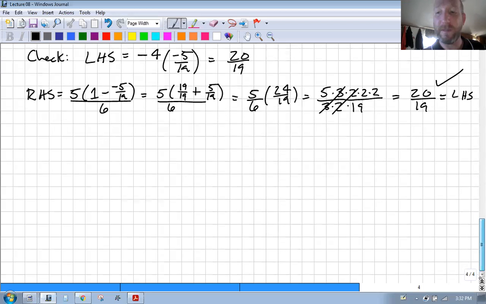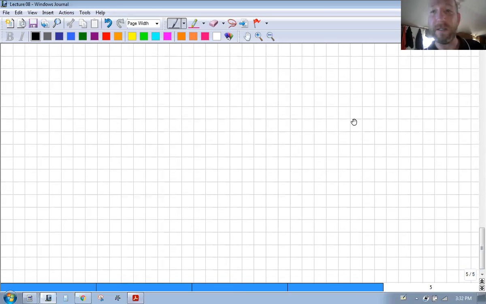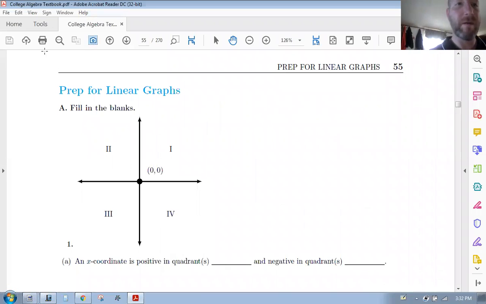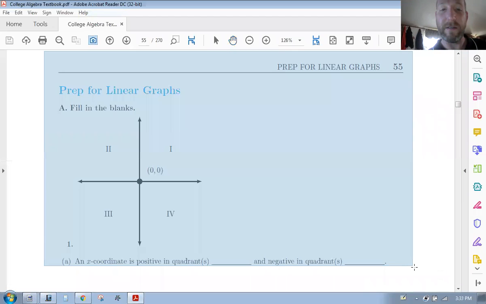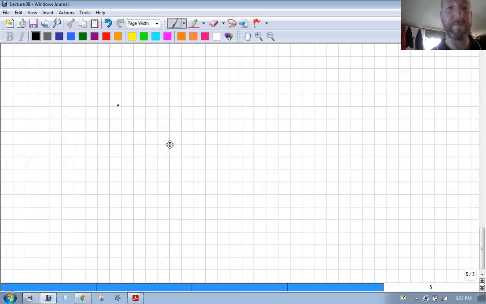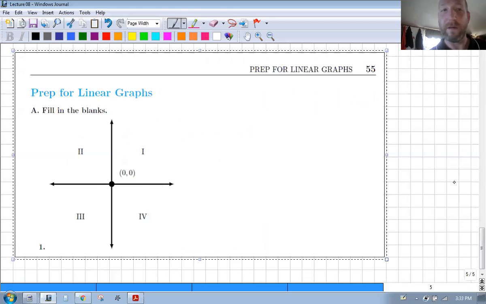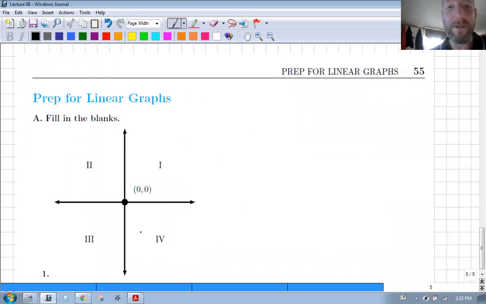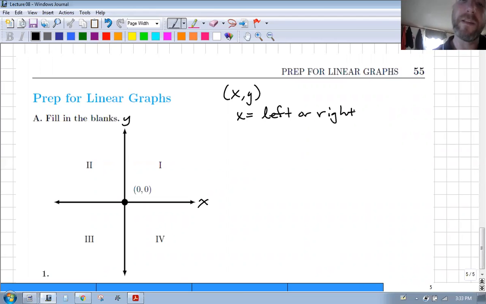All right, moving on. So we're on page 55 now. We're going to slowly get towards graphing functions. All right, so here's your XY coordinate system. This is your x-axis. This is your y-axis. They give you a coordinate x and y. So the first one is how far you go left or right. The second one is how far you go up or down.